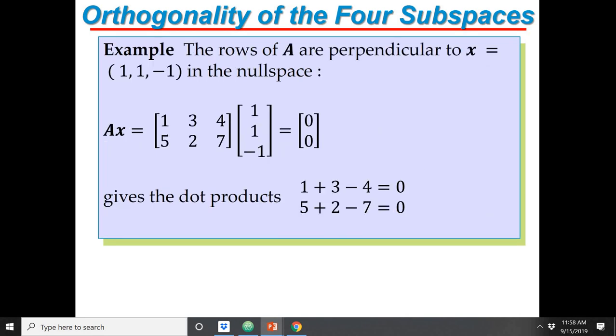Okay, let's do an example. If you take this A and this is a solution 1, 1, minus 1 from the null space, you can immediately see that the first row times this element from the null space gives you 0, so they're orthogonal, and the second row times this vector from the null space also gives you 0. In this case, the null space is this vector alone. It's one-dimensional, so the rows are orthogonal to the null space, as you can see in this example.